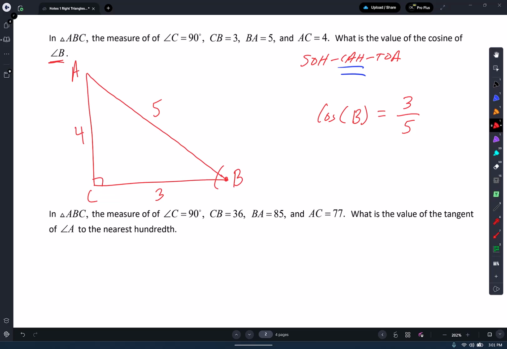Now, they're not asking for it, but I'm going to see if you guys know this real quick. If I wanted angle B by itself, like let's say I wanted to figure out what that angle was, how do I get B by itself? So this is cosine of B. Remember, this is not cosine times B. It's cosine of B. So I can get that cosine out of there.